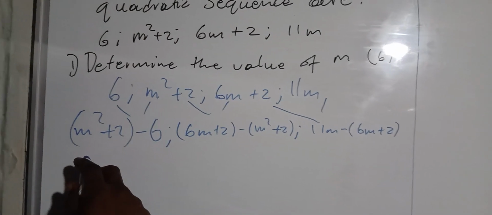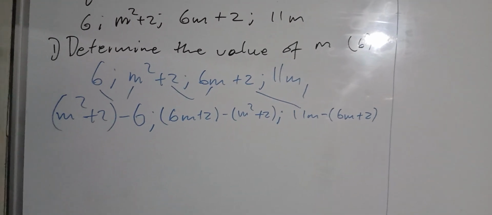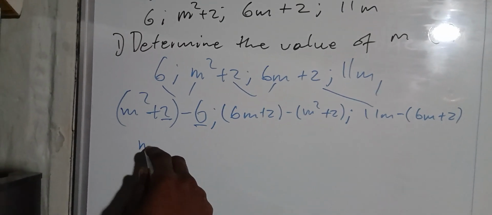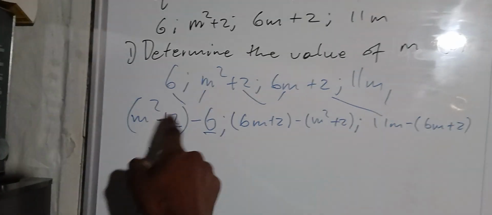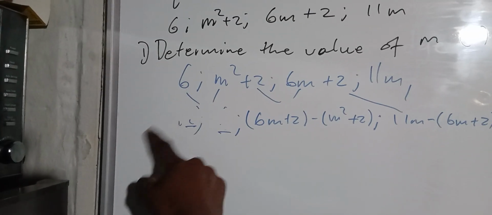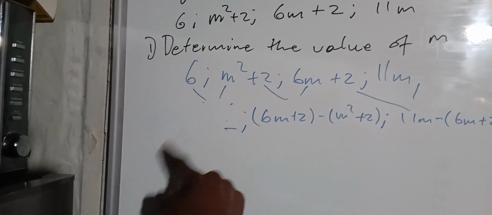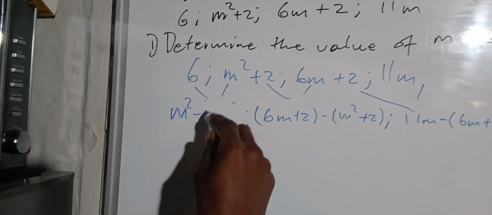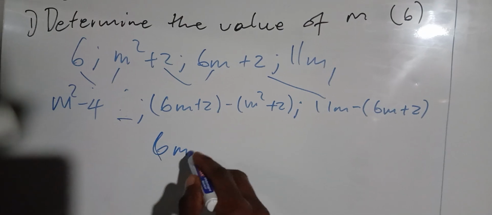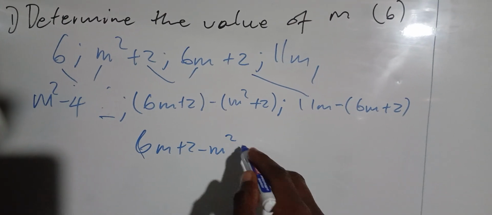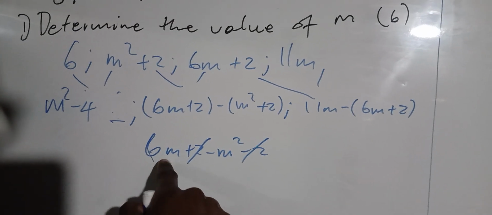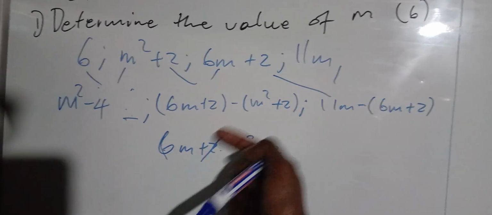Then here I'm going to have m squared minus 2 minus 6. So it's going to end up having positive 2 minus 6, which is m squared minus 4. I'm simplifying it, so it's going to be m squared minus 4. Here is going to be something like 6m plus 2 minus m squared minus 2. These 2's are going to cancel each other out, and I'll be left with 6m minus m squared.